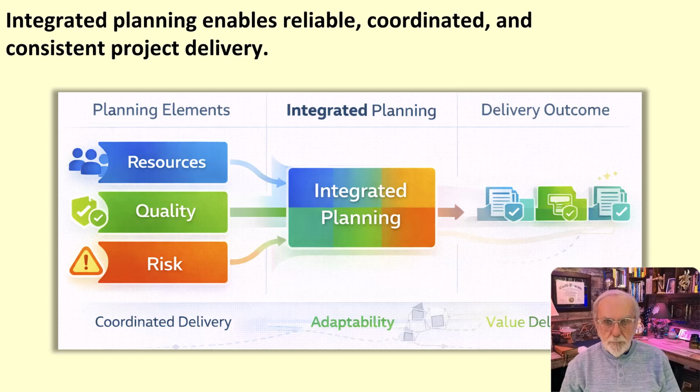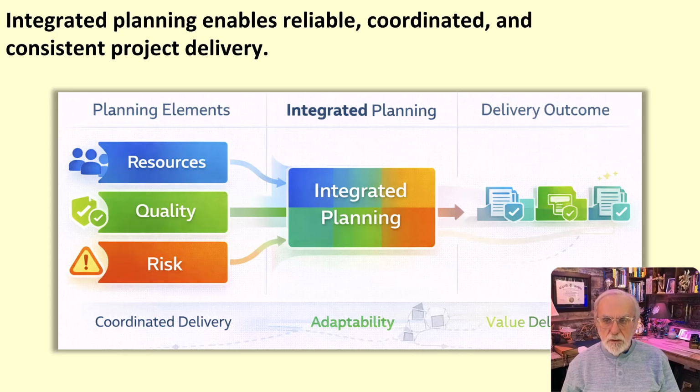Quality planning defines what success looks like. It sets expectations for what the deliverables need to achieve and helps ensure that the project produces outcomes that meet stakeholder needs. Risk planning prepares the project for uncertainty. Since all projects involve some level of unpredictability, identifying risk and planning responses helps reduce disruption and improve stability during execution. What ties all this together is integration.